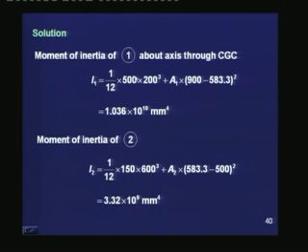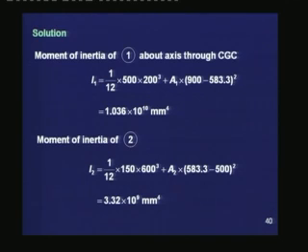The moment of inertia about its own centroid is given as 1 by 12 times b times the depth cubed, and then the additional term is the area times the distance, which is 900 minus 583.3, and this distance is squared. Once we substitute the value of A1, we get the value of I1 equal to 1.036 times 10 to the power 10 millimeter to the power 4.